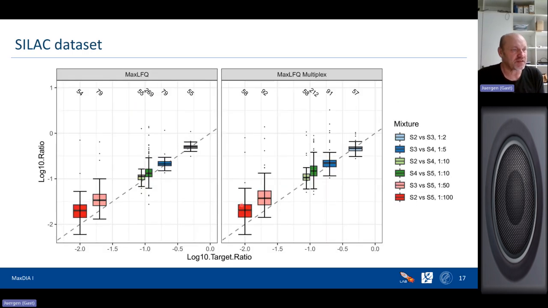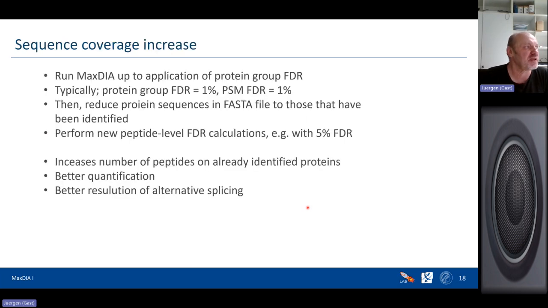And so what we get out of the MaxLFQ calculation you can see here for the different expected ratios that you see on the right side. The box plots indicate the range of ratios that we get for the whole E. coli proteome, and they are put against the expected ratio, and you see a very good coincidence between the expected and the true ratios in this case, and also a relatively narrow quantification for each of them.